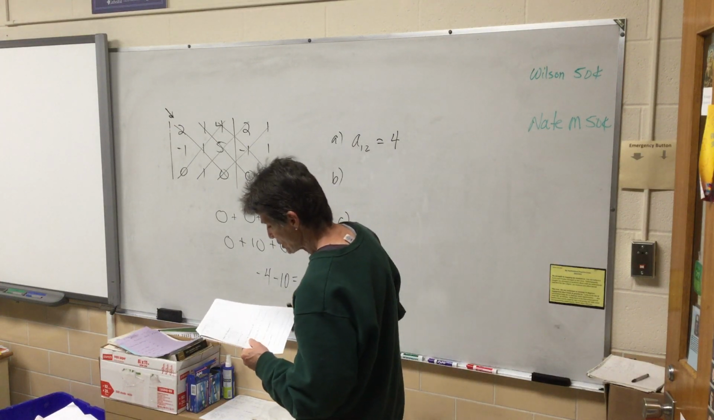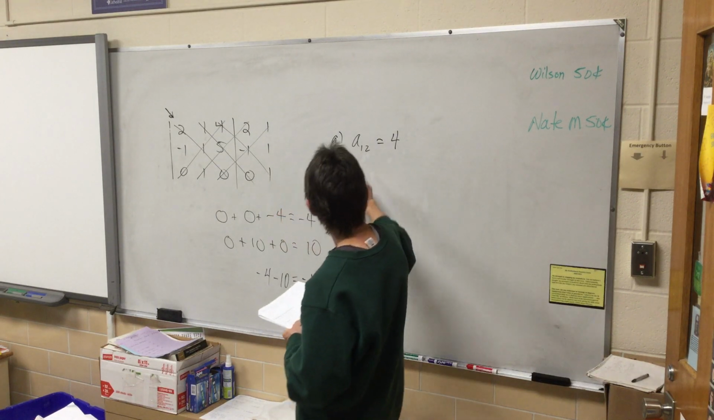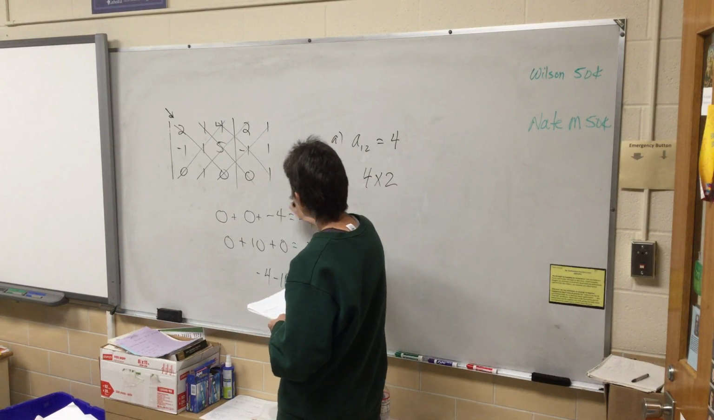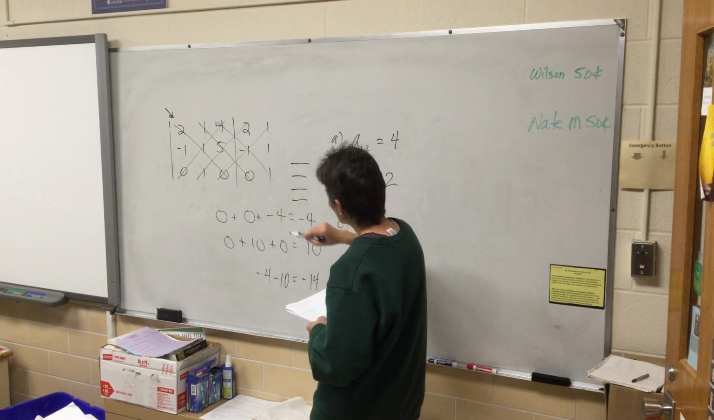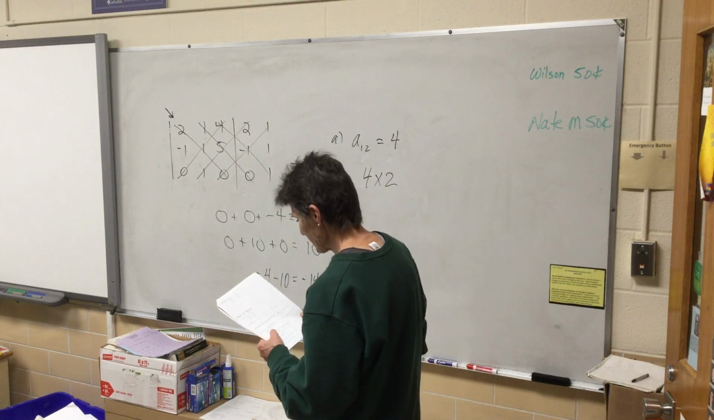What are the dimensions of this matrix? 4 by 2. Perfect. Rows go this way, guys. How many do we have? 4. Columns go this way. How many do we have? 2. It's a 4 by 2.